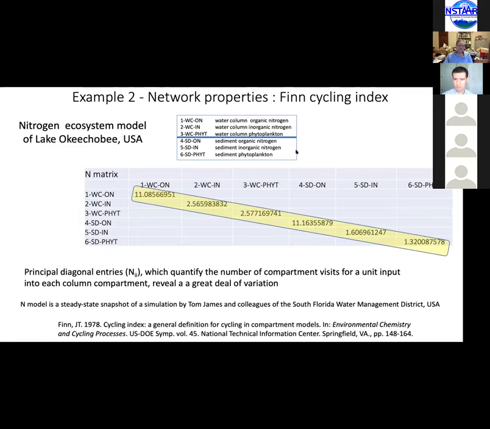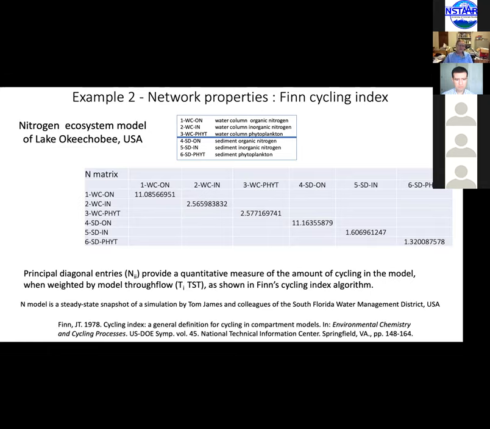You'll notice that these principal diagonal elements, which quantify the number of compartment visits that I mentioned before, are one of the things that come out of the N matrix. You see a lot of variation here when you look through the different compartments, anywhere from 11 visits down to a little over one. What you can do with those diagonal entries, using the Finn cycling index that was developed, is weight those diagonal entries by the throughflow and develop a cycling index for each compartment and for the whole system.